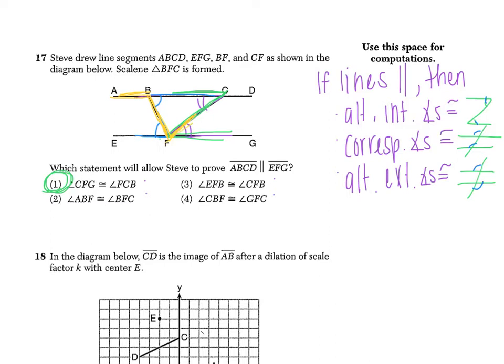AB is not parallel to FC, or we're not trying to get that. We're trying to get ABCD parallel to EFG. So again, choice 2 is not going to work. And if you read through the other ones, just highlighting the letters as you go, you'll find out that choice 1 is the only one that gives us a Z, and the only one that gives us any of these pairs of angles off to the right.